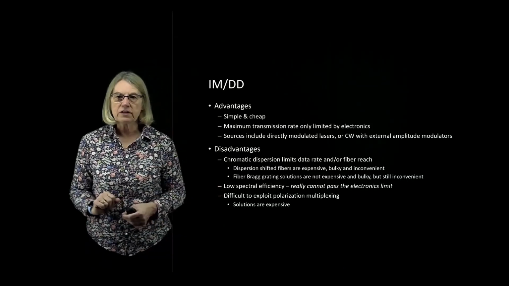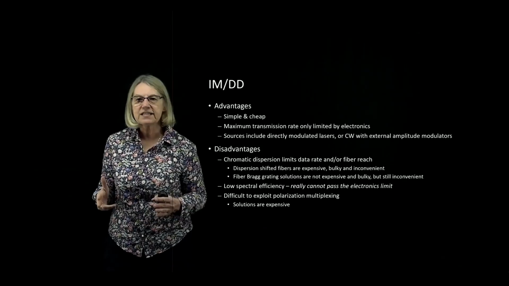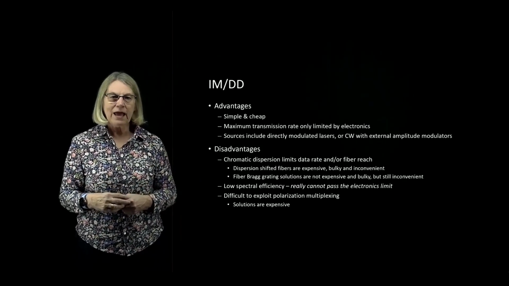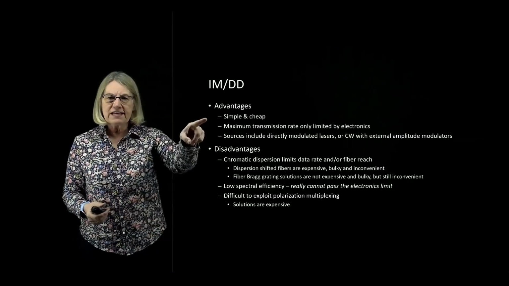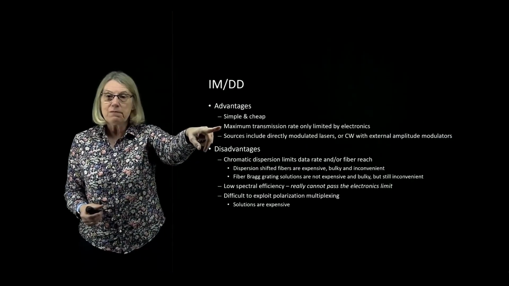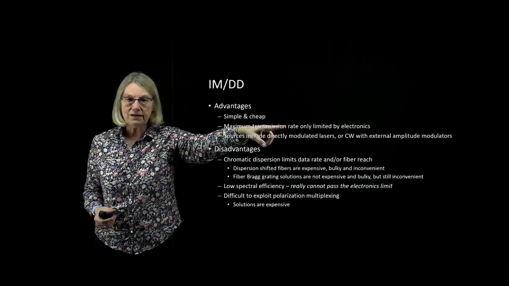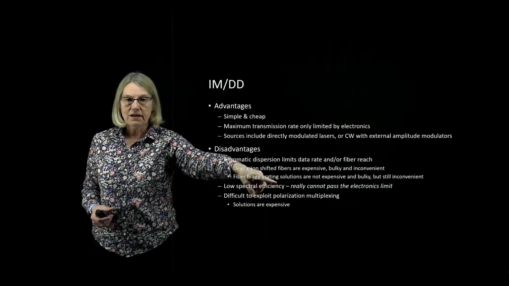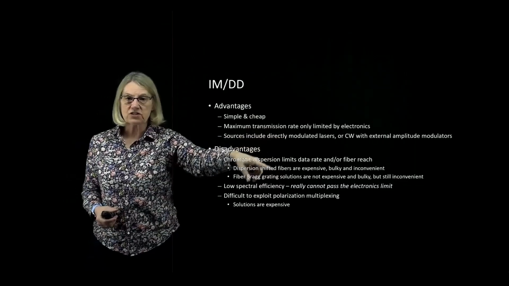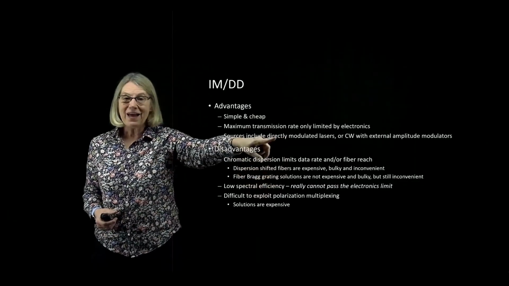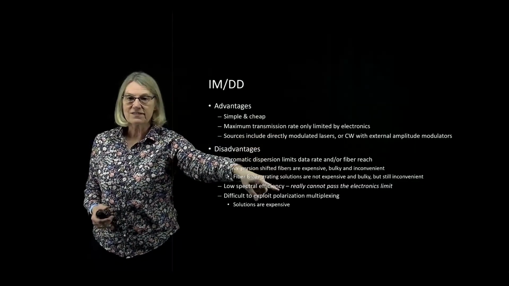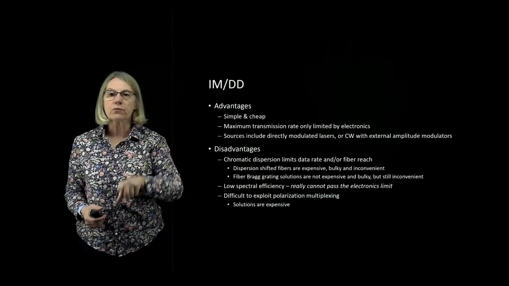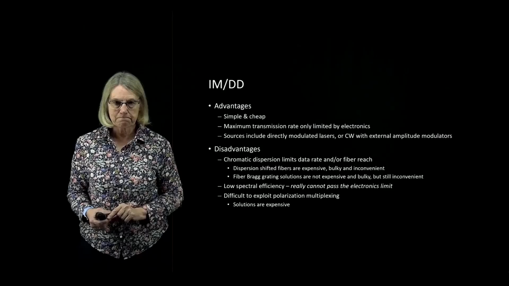Now, it also has fairly low spectral efficiency. Spectral efficiency is how much information I can send in a given bandwidth. Although I said it was an advantage that the only thing limiting our transmission was the electronic speed, it means that this is a hard limit to beat. When I go to coherent detection, as I'll talk about briefly, we can get past this speed limit from the electronics because we can increase our spectral efficiency, which will increase our throughput in our data communications.